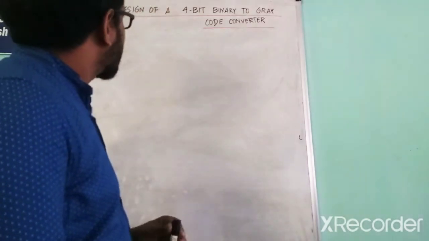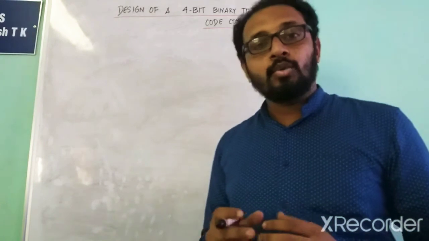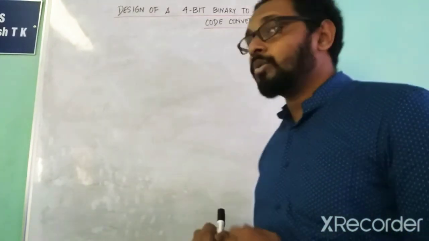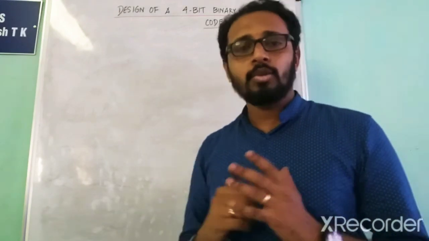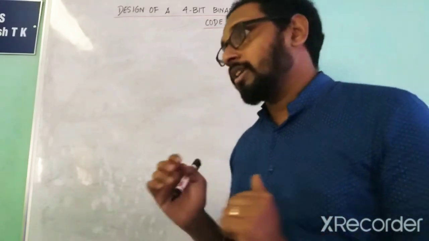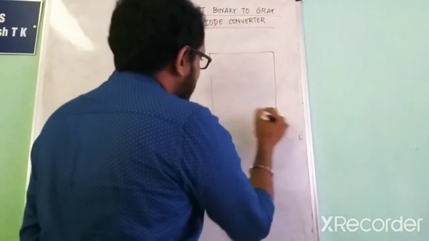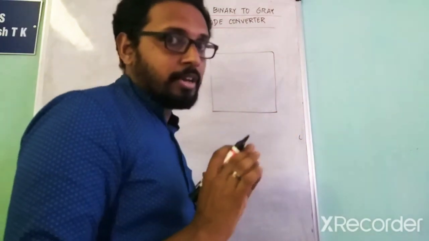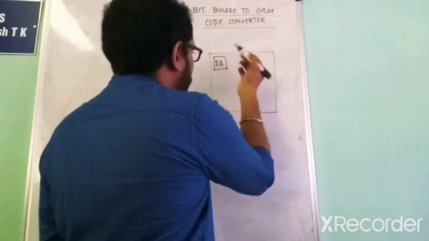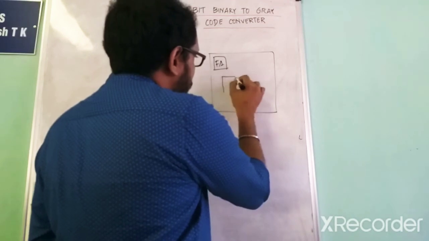Now we will discuss the design of a 4-bit binary to gray code converter. As you all know, a code converter is used as an intermediate device. For example, this is a circuit we are going to design, and we have a lot of full adders or subtractors, or likewise we may have a set of devices in between.